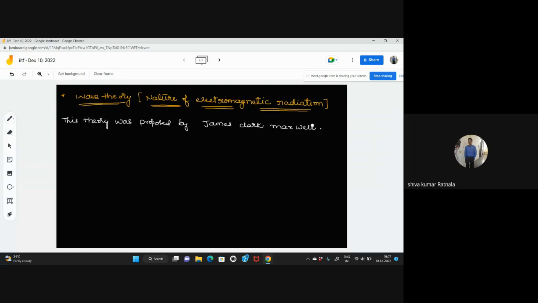This was proposed by Maxwell. James Clerk Maxwell. It was proposed this, right?